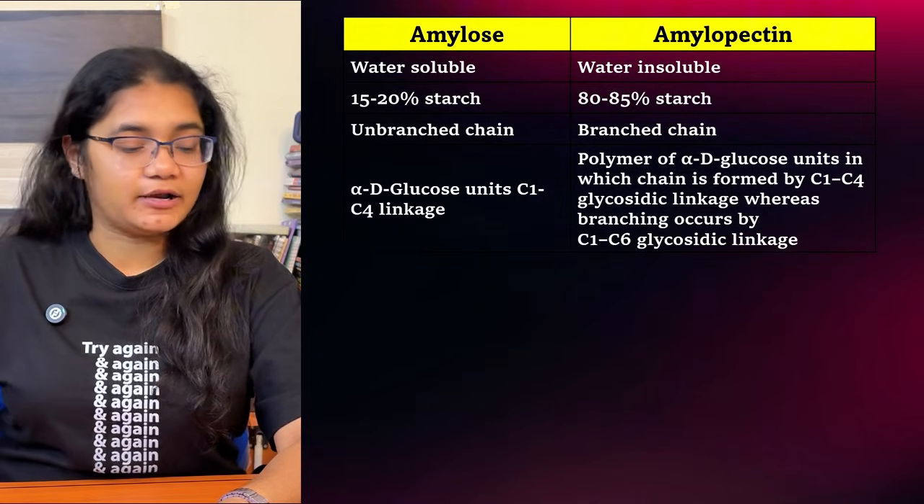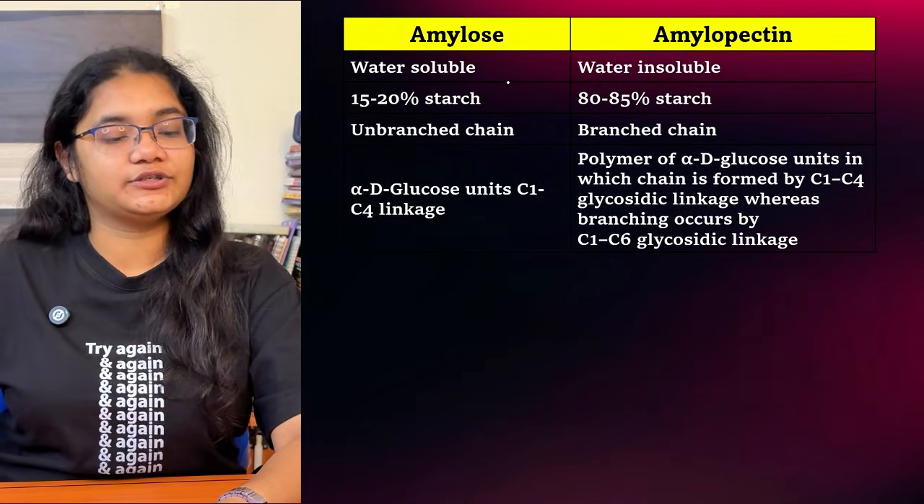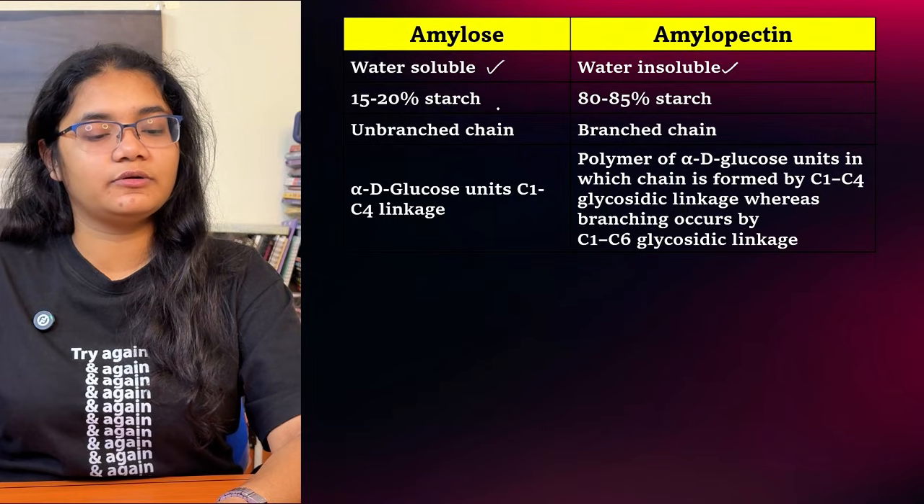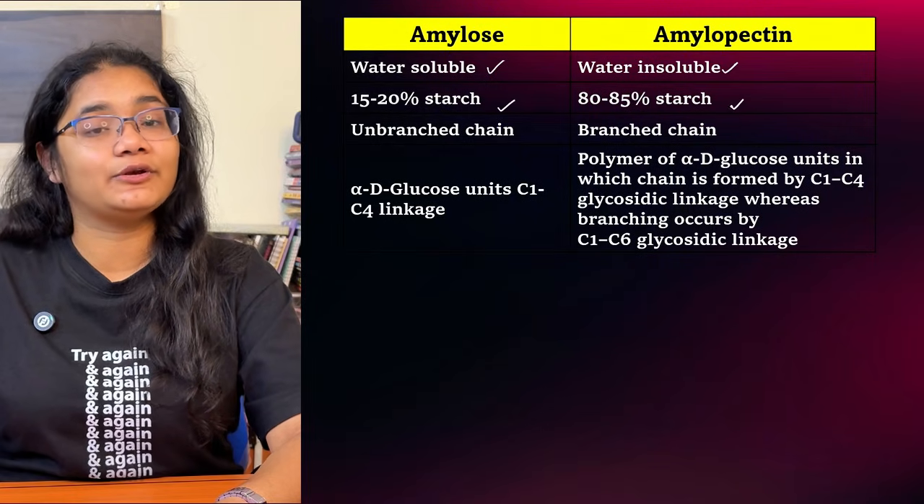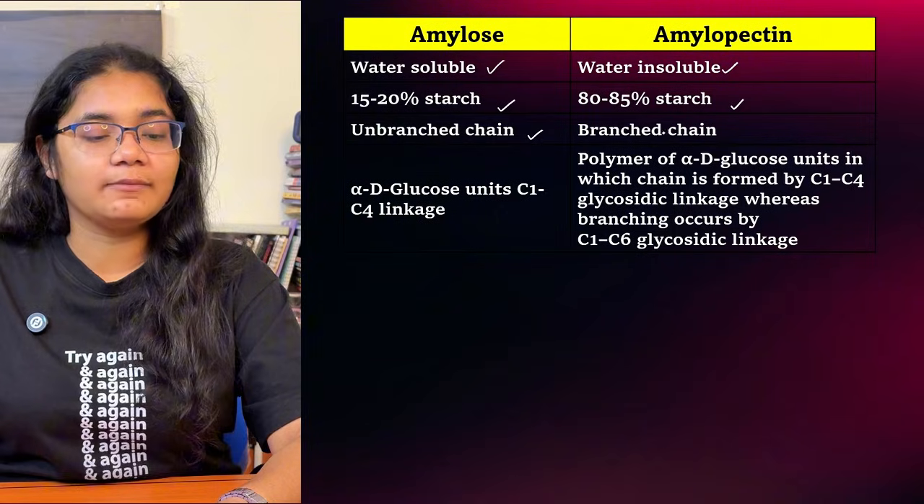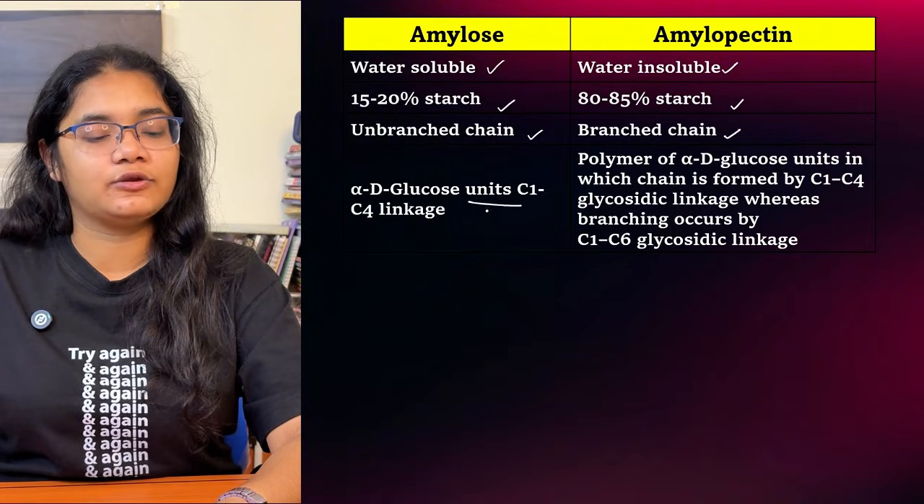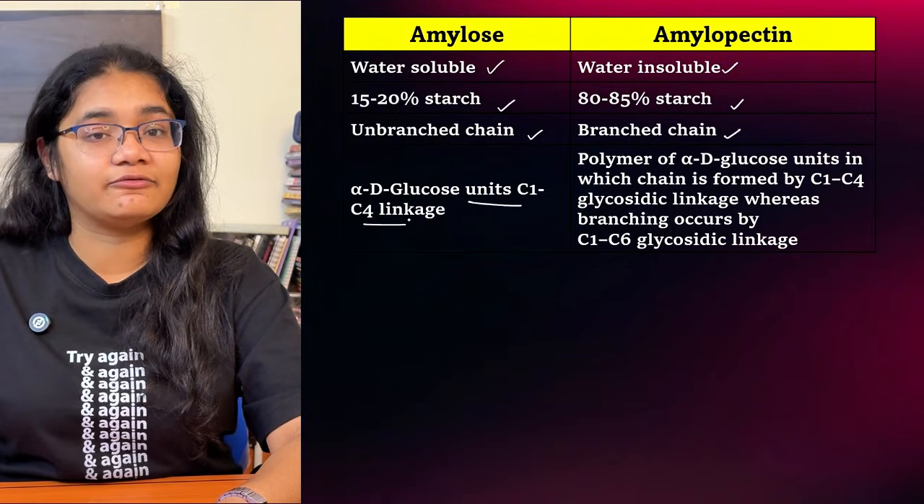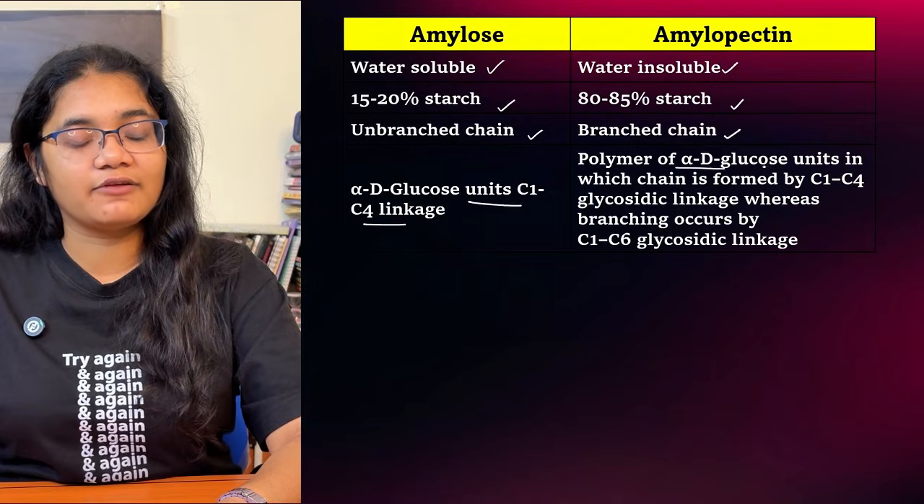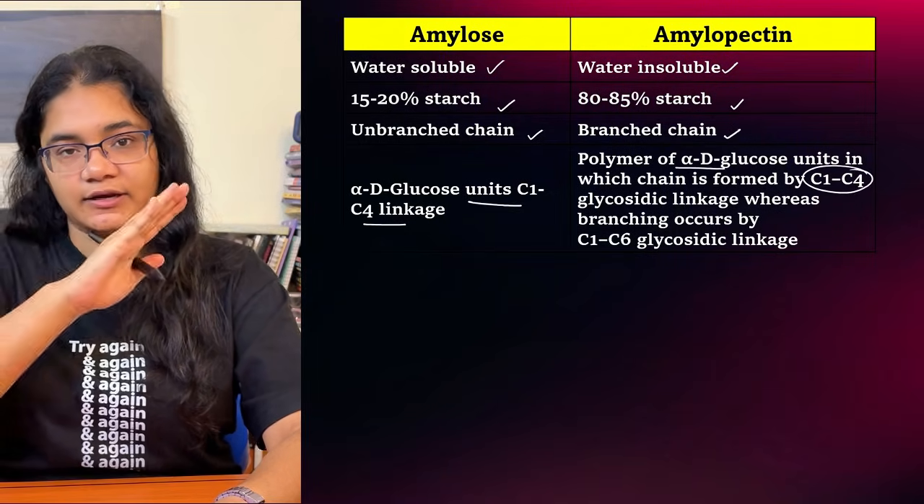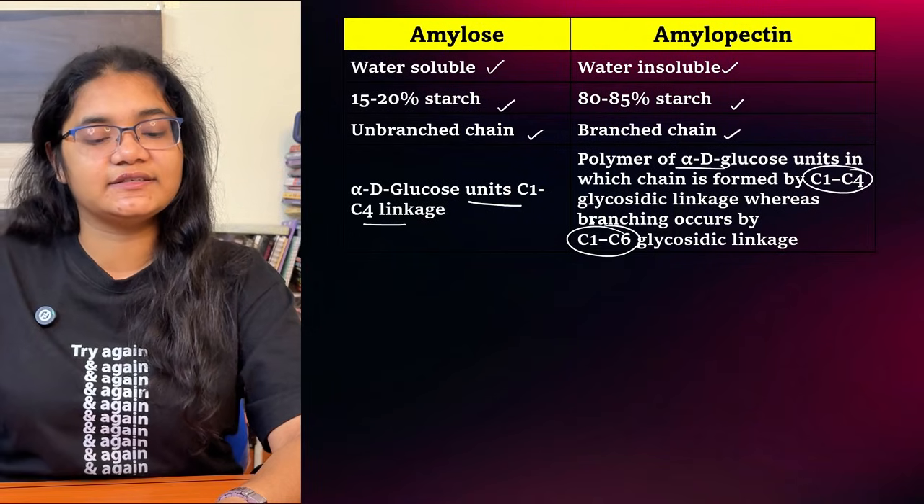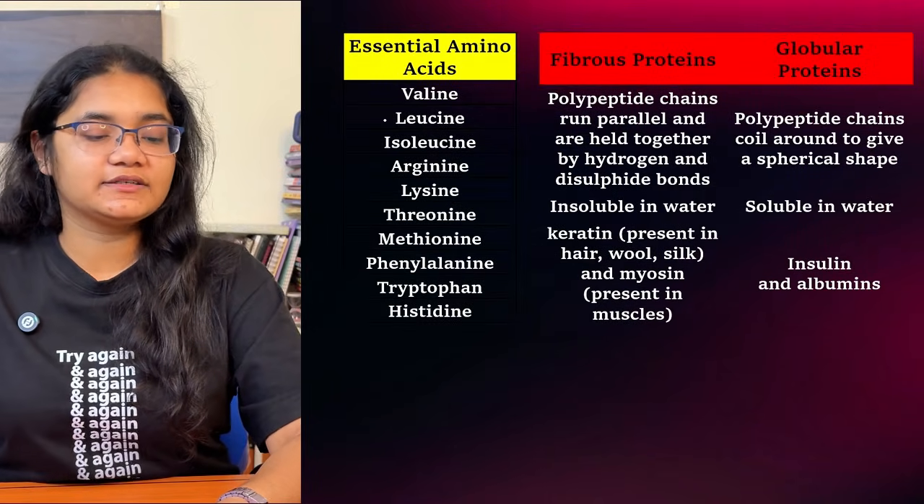Next, the difference between amylose and amylopectin. This is an important question. It is water soluble, water insoluble; 15 to 20% starch here, 80 to 85% starch here. Unbranched chain, this is a branched chain, and here you have C1, C4 linkage within the alpha D glucose units. Here you have alpha D glucose units, C1, C4 for the linear chain, and you have C1, C6 in the branch chain.